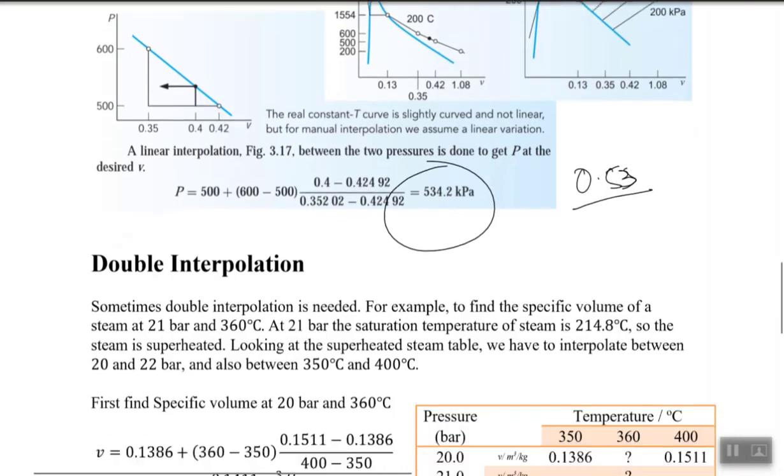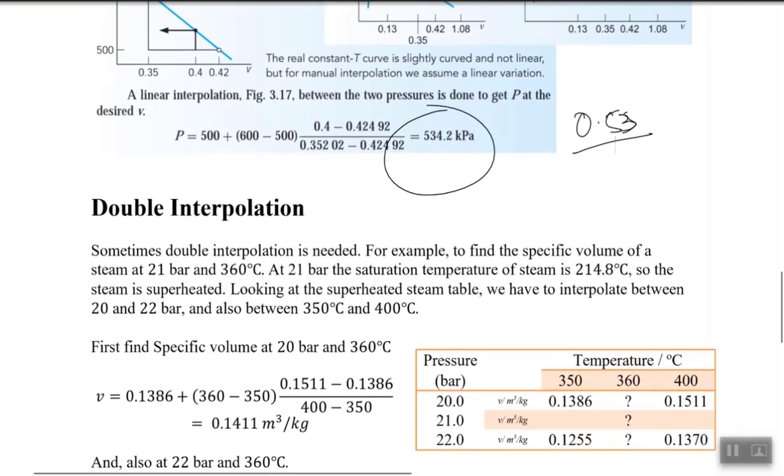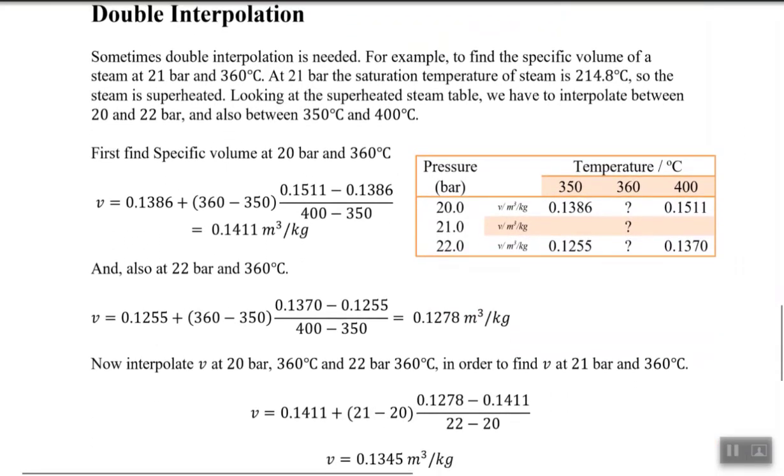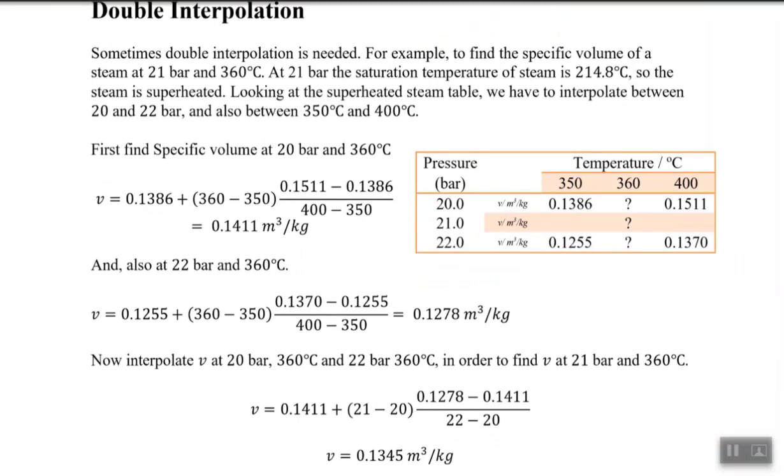Now we have got another problem, and that's what we call double interpolation. That double interpolation is quite a difficult concept, but not so difficult anyway. Let's check what double interpolation looks like. Sometimes double interpolation is needed, for example, to find the specific volume of steam at 21 bar pressure and at 360 degrees centigrade.